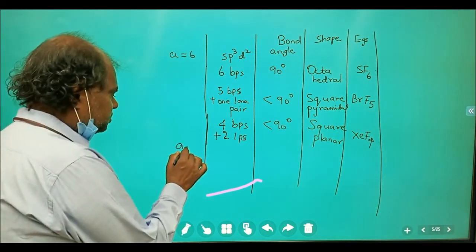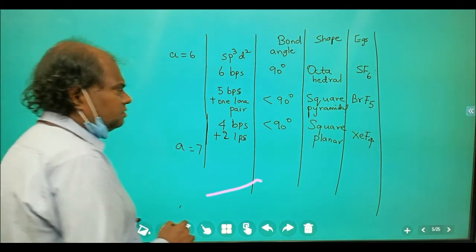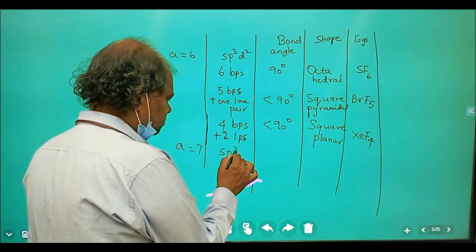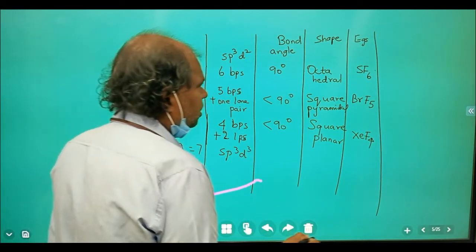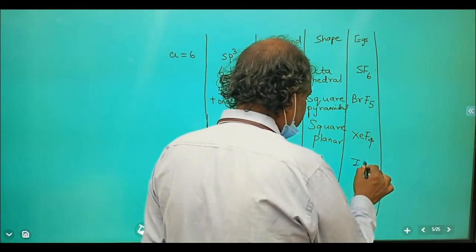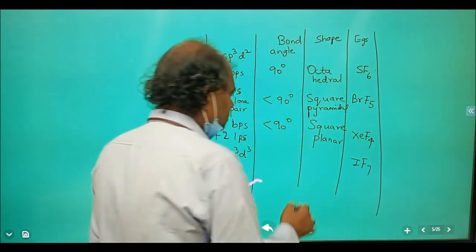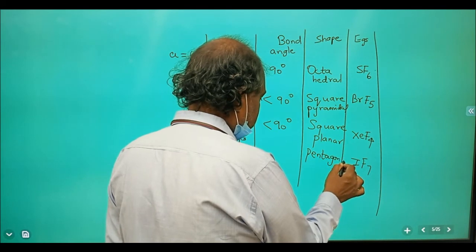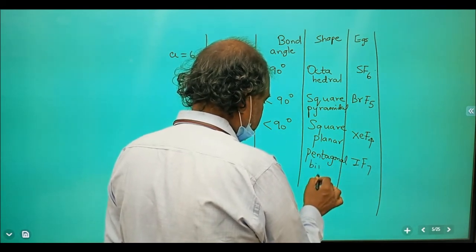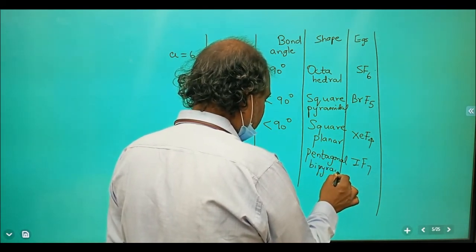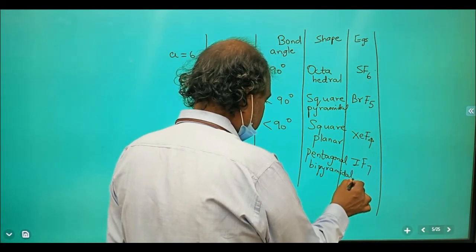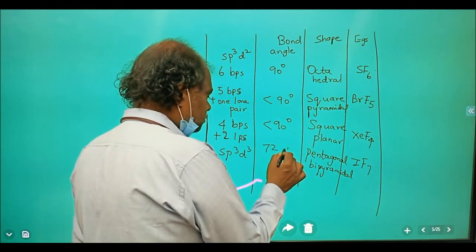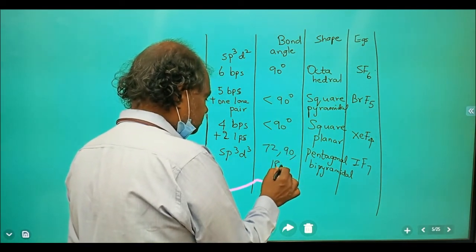The last one, students, is 7. Of course, for 7 they don't ask much. The best example for this is IF7. The shape is pentagonal bipyramidal. Students, here you will get angles 72, 90 and 180.